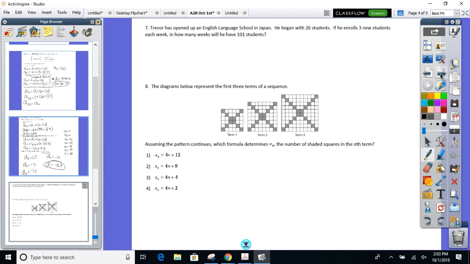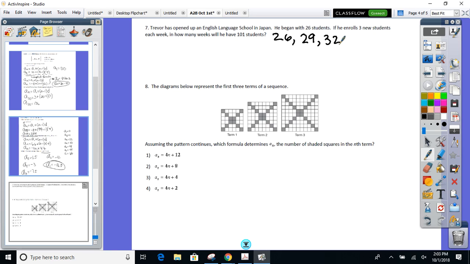He began with 26 students, and he enrolls 3 new students each week. How many weeks is it going to be to make him go 101? Any word problem we do, I like to write out at least the first 3 numbers in the sequence to see what I'm dealing with. So how many did he start out with? 26. Week 1. Week 2? 29. Week 3? 32.